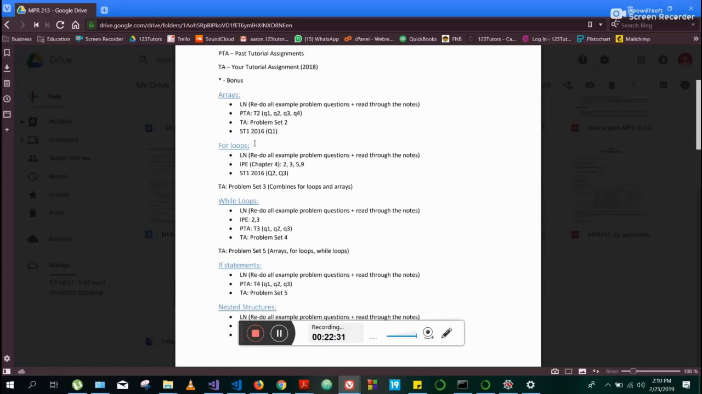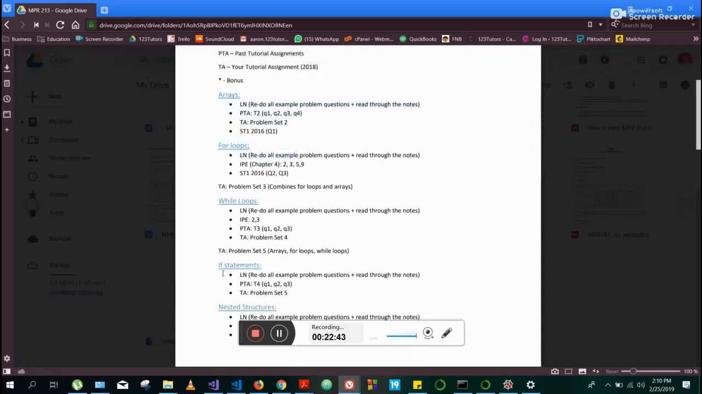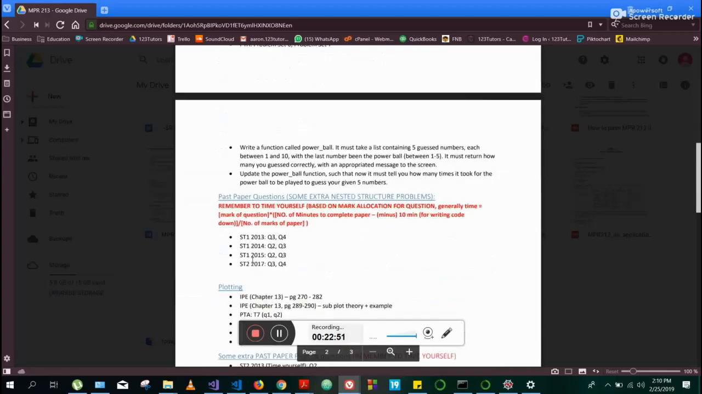I found students, when they get to nested structures, they just hit a barrier. Because it's nested, you have to put everything together. You need to put arrays, for loops, while loops, and if statements together. You need to write a program that has them all together, and it's not something you can do overnight. You can't do that.